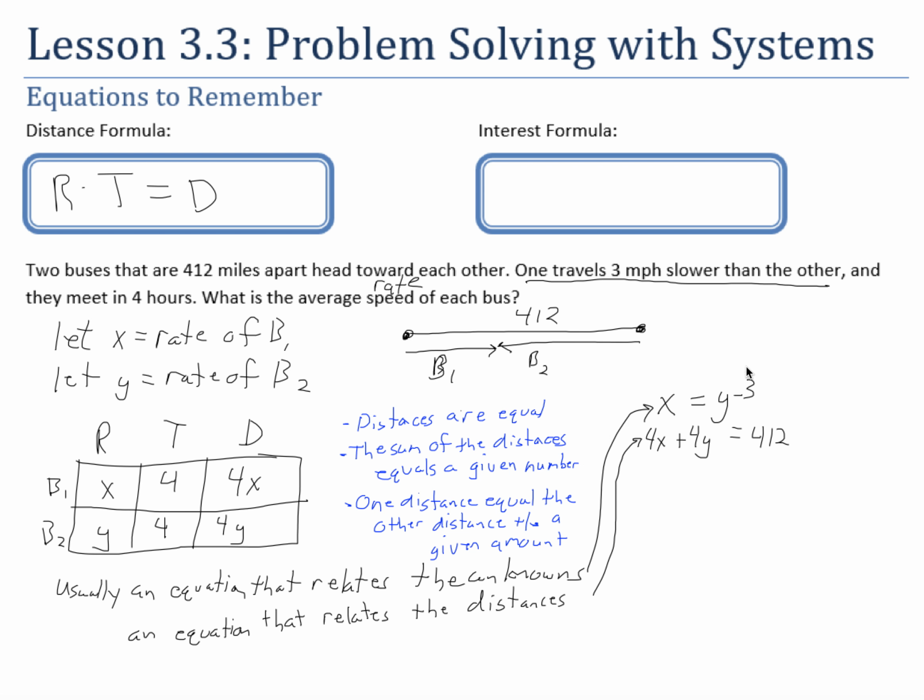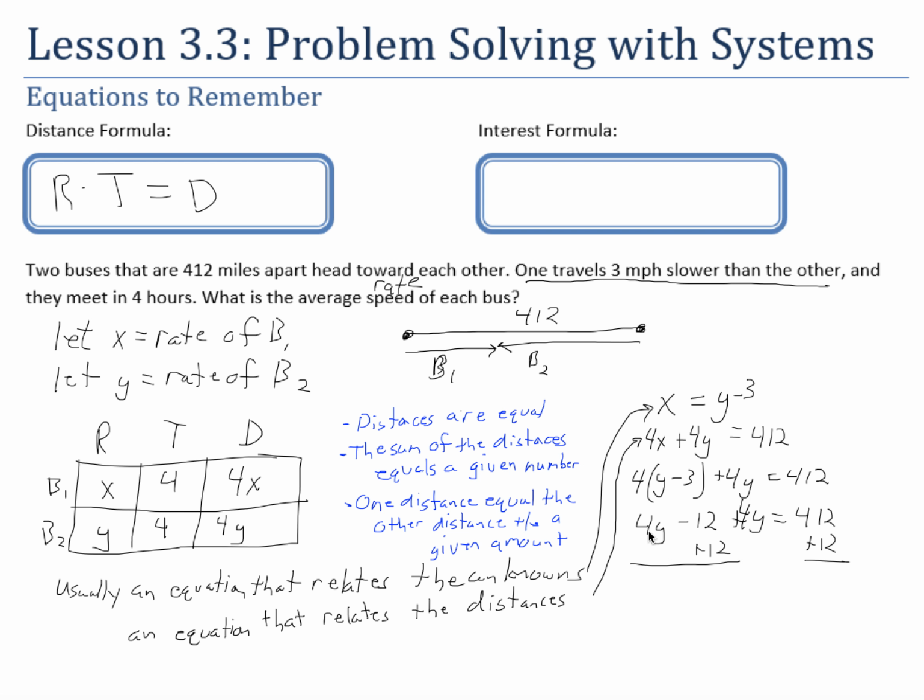And we can go ahead and solve this. This one actually looks nice for substitution because x is equal to y minus 3. We can say this is 4 times, since x is equal to y minus 3, we can substitute that in there. Plus 4y equals 412. And now we're well on our way to finding the rates of each bus. We can distribute here. We get 4y minus, distribute this, minus 12 plus 4y equals 412. Add 12 to both sides.